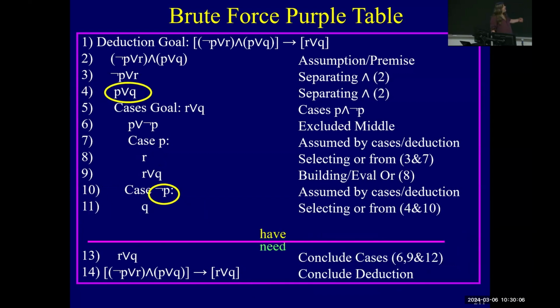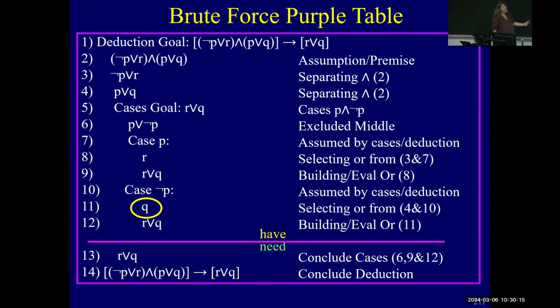And then the other case is, well, I know P is not true. So again, I do proof by cases. P is not true, so Q might be true. So I can build the OR, and we're done. Right? Everybody good?